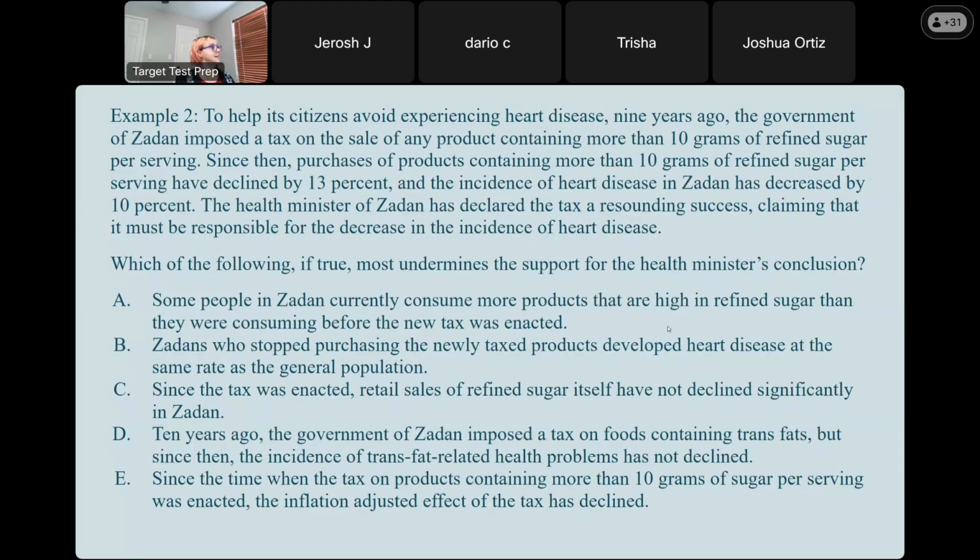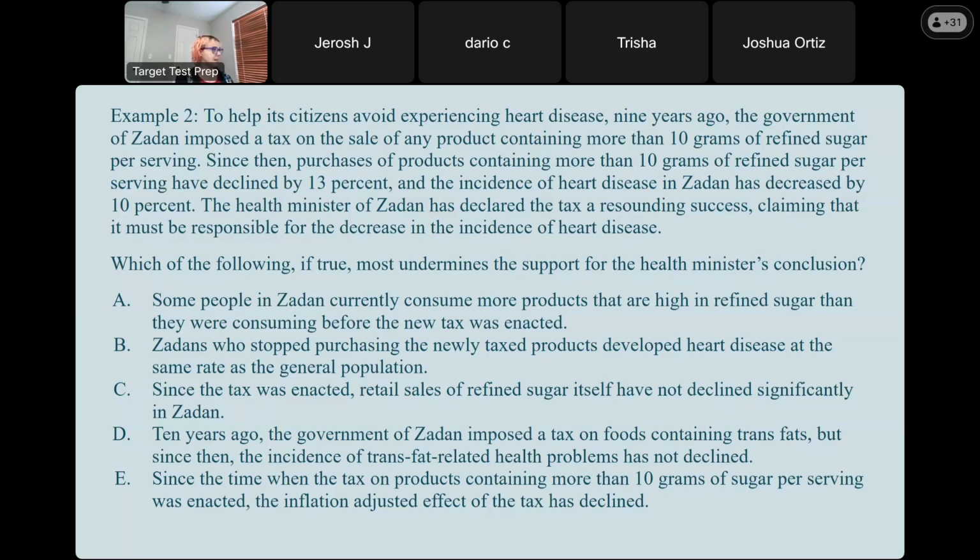B, Sudanese who stopped purchasing the newly taxed products developed heart disease at the same rate as the general population. So, we are looking for a weakener because we're trying to undermine support for the conclusion. And this one shows that when the cause happened, the effect did not. So B does weaken the argument.